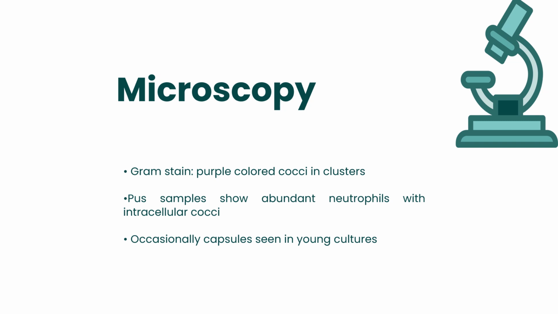So microscopically, they are purple colored cocci. Pus samples may show abundant neutrophils with intracellular cocci. If you see a pus sample under the microscope, these staphylococci may be present where there are abundant neutrophils. Neutrophils are white blood cells that fight against infection. These neutrophils accumulate in the pus to fight the infection, and intracellular means within the cell, within the neutrophil.